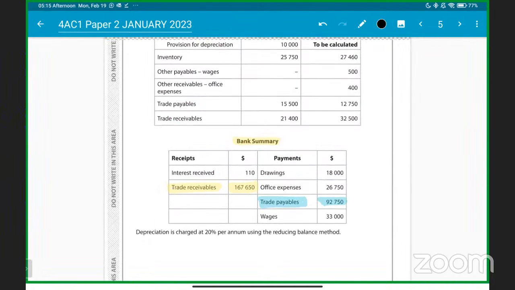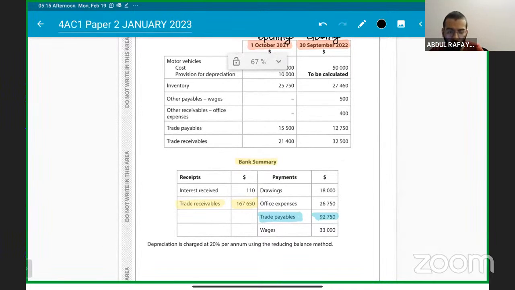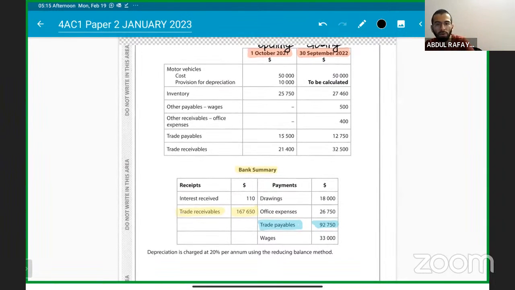The point to be noted is if it was returns inwards or returns outwards, you would have accommodated that as well. If it was about discount allowed, discount received, we would have talked about that as well. So if we have discount allowed, discount received, and those things, we have to take that into account as well. Okay, clear on that? Understood?